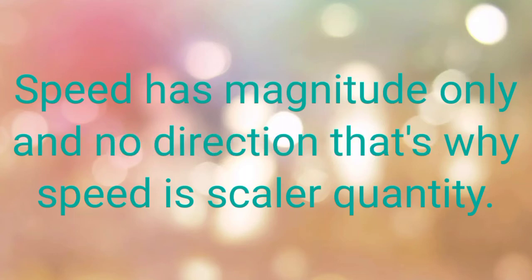Speed has magnitude only and no direction, and we know that if a quantity has magnitude only and no direction, we call it a scalar quantity. We can tell only the magnitude, 100 kilometer per hour, 80 kilometer per hour, 90 kilometer per hour. We express the magnitude and tell no direction. Due to this, speed is a scalar quantity because we cannot specify the direction in which the object is moving.